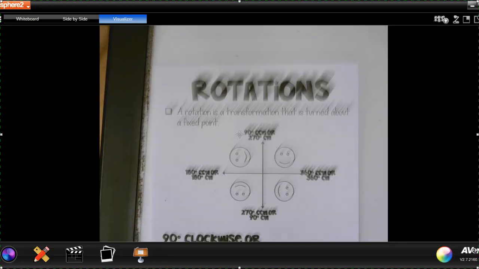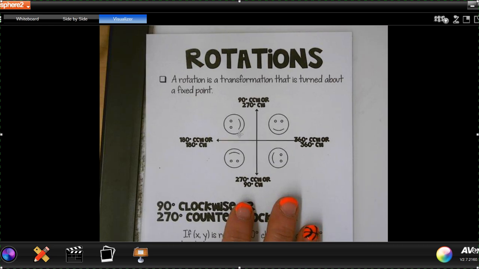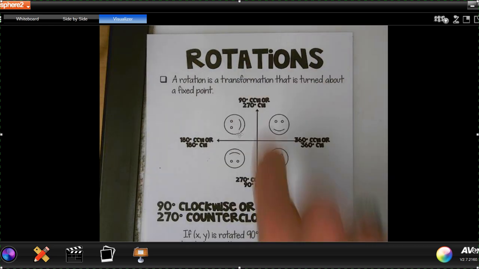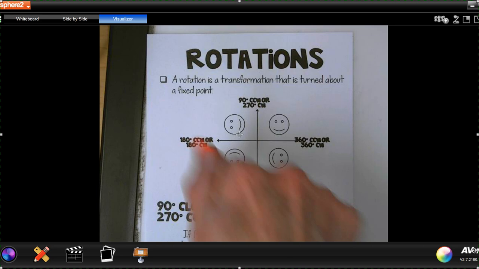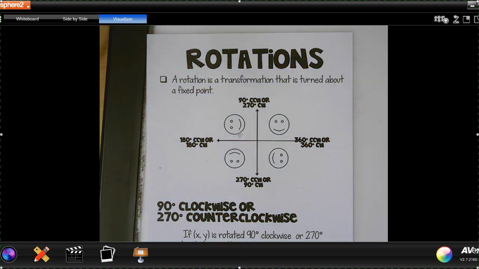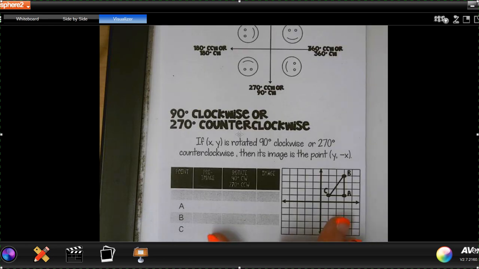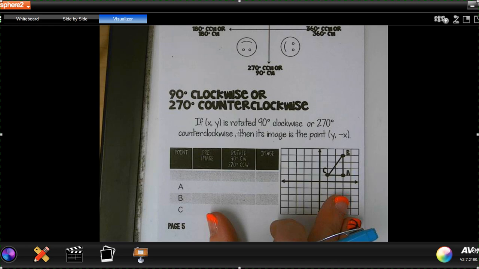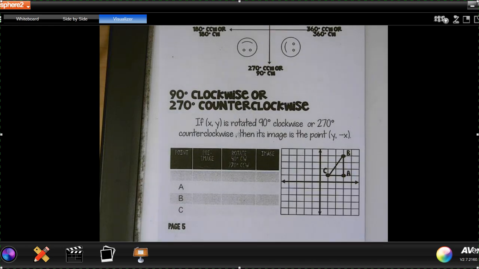Okay, so we are going to go over rotations, and you can see here's my little smiley face rotating. This would be clockwise. This way would be counterclockwise. So we're going to find out what the rules are for each of these. The first one that we are going to go over is 90 degrees clockwise, which is the same thing as 270 degrees counterclockwise. Now, when we're rotating right now, it's always around the origin. So just keep that in mind.